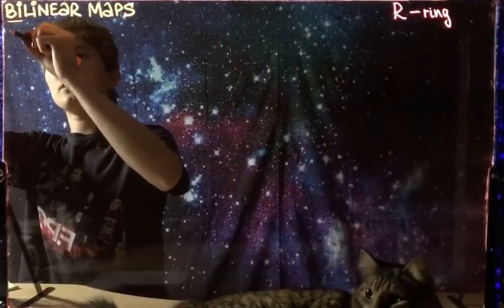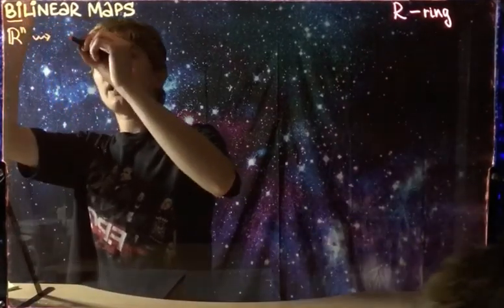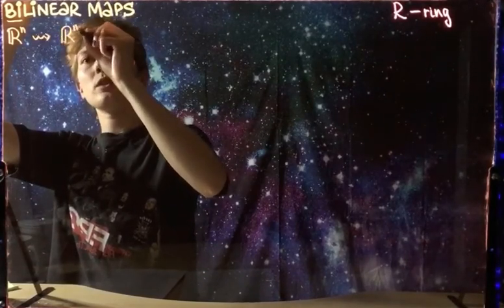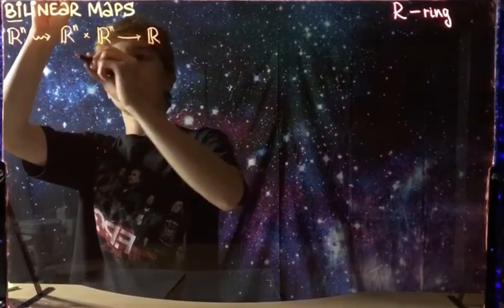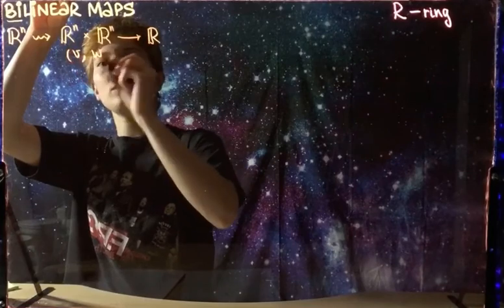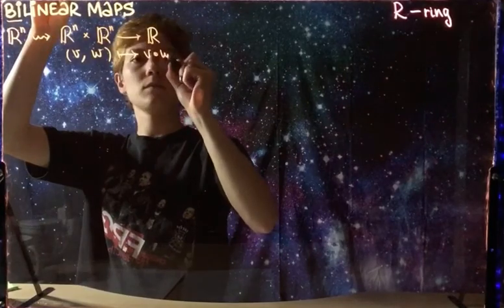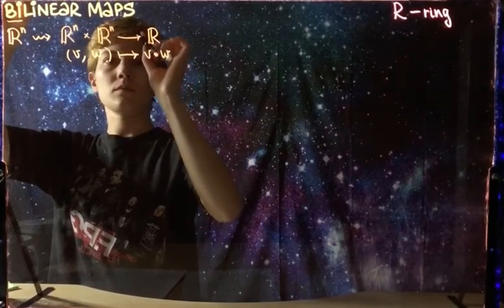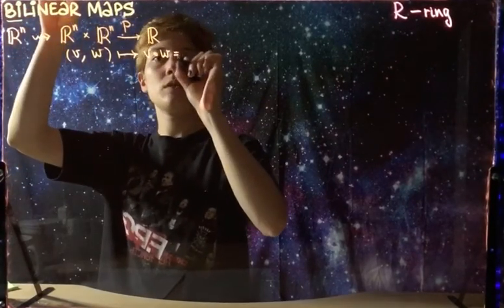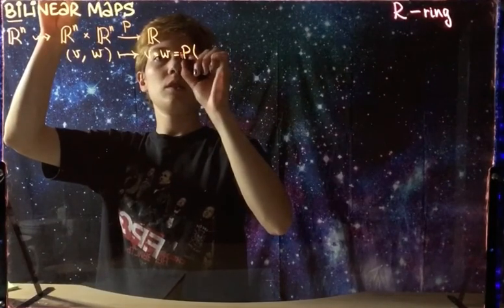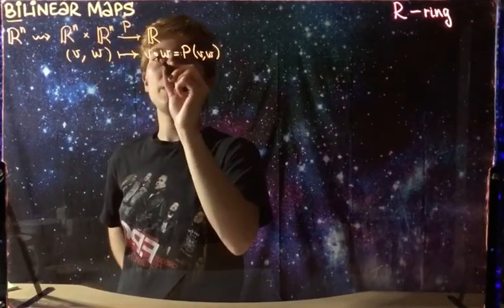So if we have a vector space R^n, then we know that we can define a scalar product from R^n cross R^n to R, where we send a pair of vectors to their dot product or scalar product. Let me call this map P for product. P denotes this map that takes v and w and sends it to v dot w.